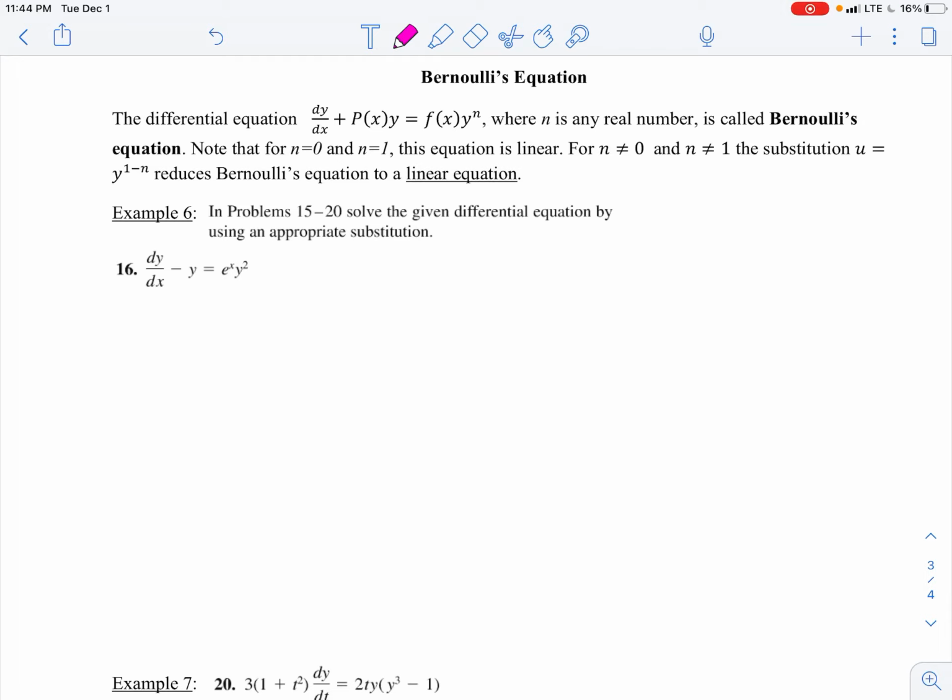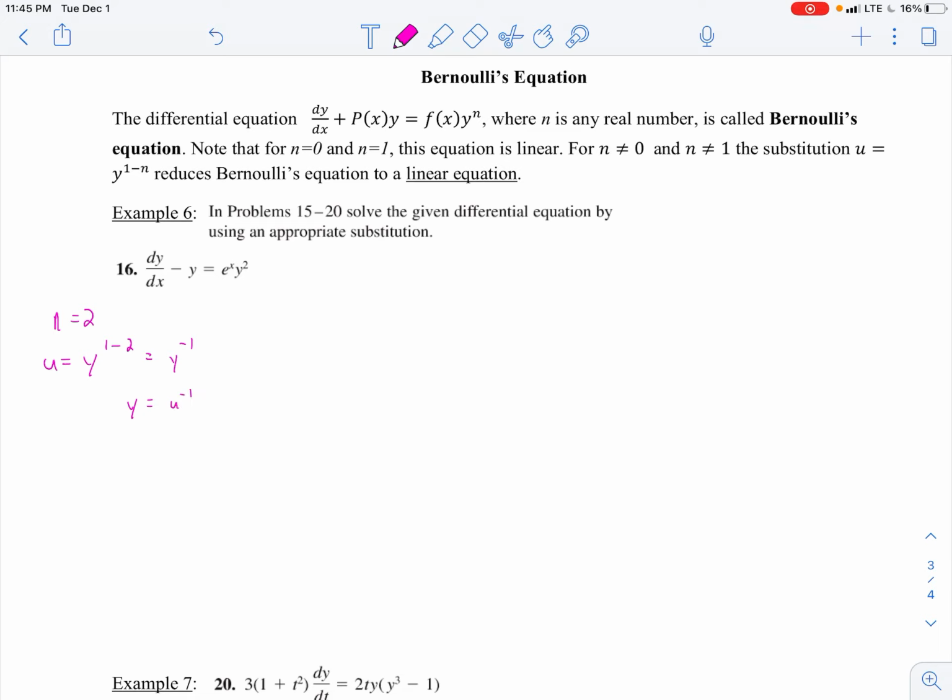Now, we want to make sure that when we start, we have dy/dx in front. If it's not in that format, we need to get it that way first. Well, this one is. So now we focus on the y to the nth power on the other side. Here we have y e to the x y squared. Since n is equal to 2, our u substitution is just y to the 1 minus 2 power, which is y to the negative 1. So if u is equal to y to the negative 1, we can also say that y is equal to u to the negative 1.